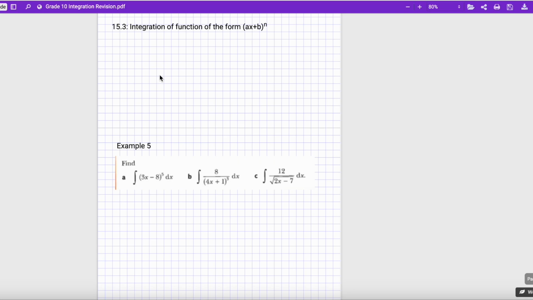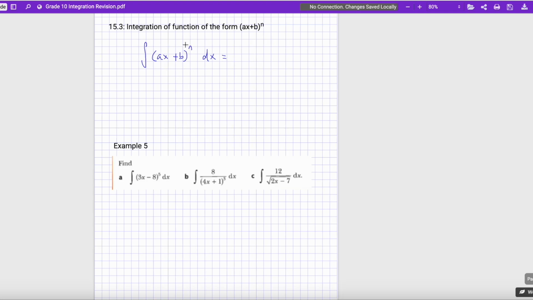The next part of this chapter 15.3 is integrating functions in the form of (ax + b)^n. Generally this is the rule. If we are integrating any function in this form, dx, we're going to do something very similar: we add 1 to the power, so (ax + b) to the power of n + 1, and then we divide by the new power, which is n + 1.